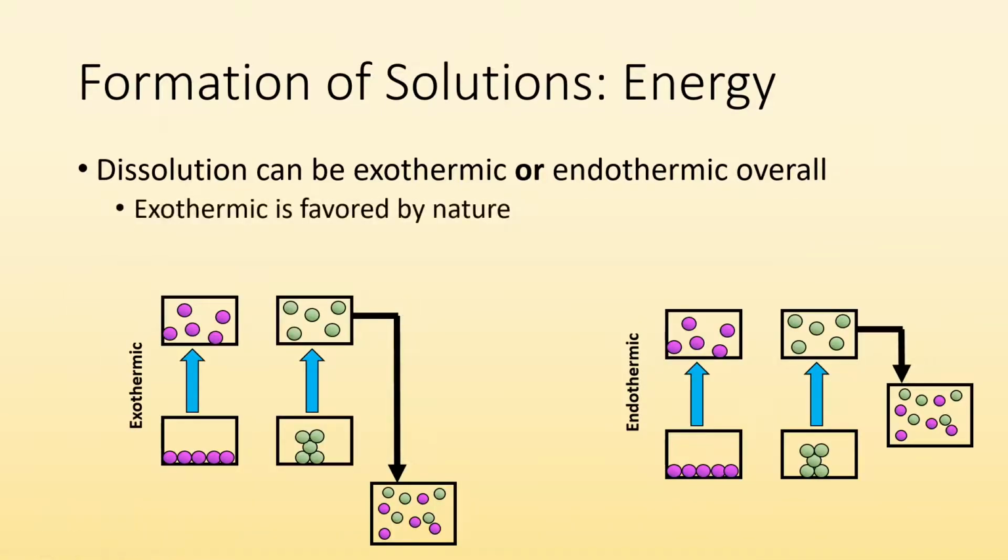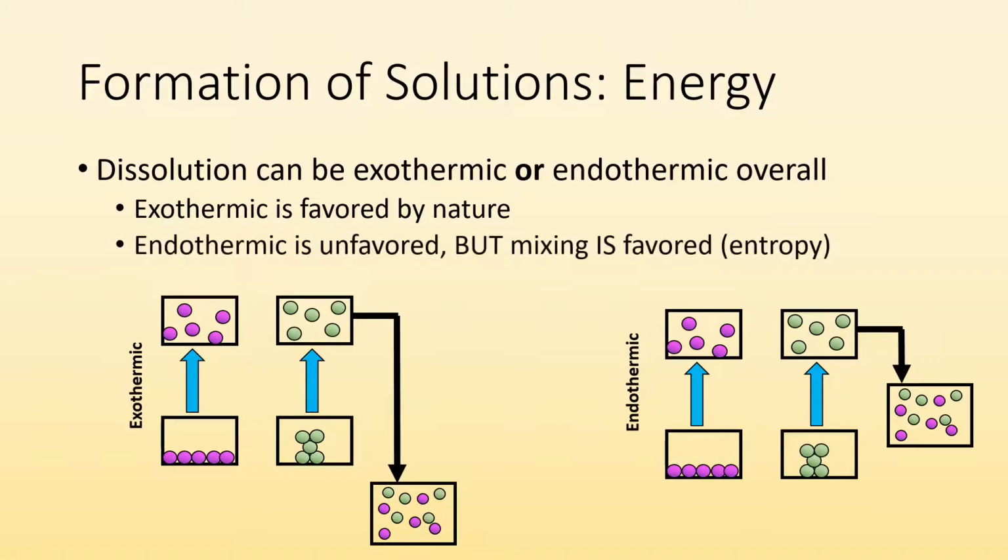So exothermic processes are favored by nature. So no surprise when you see an exothermic process. Endothermic processes are unfavored, but mixing is favored because of the whole entropy thing. So it's kind of a balance when we're looking at an overall endothermic process. The fact that it's mixing together is outweighing the fact that it's endothermic.